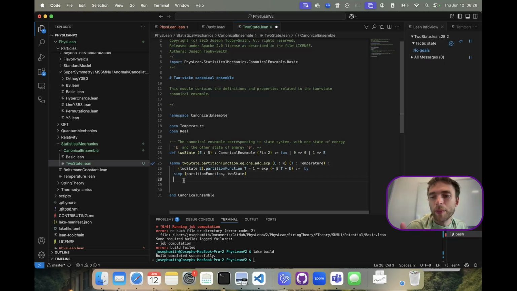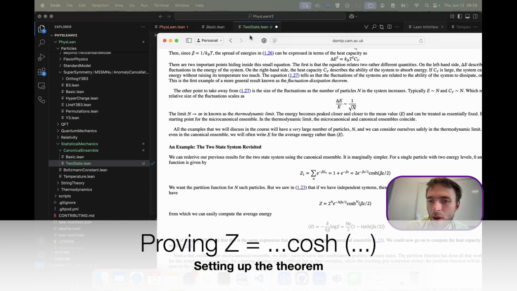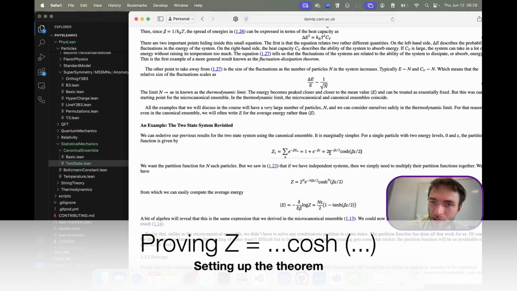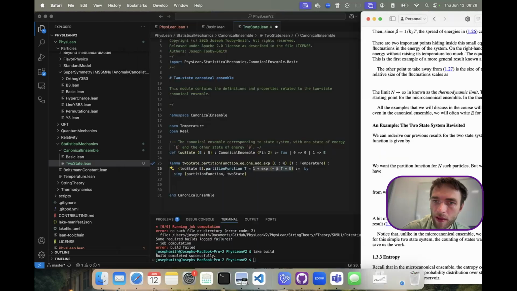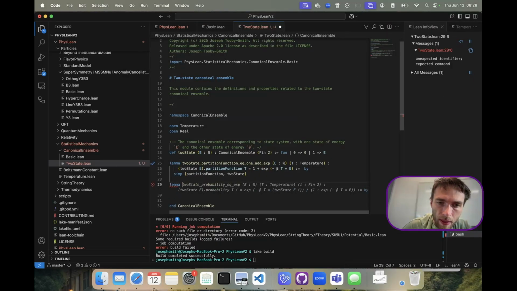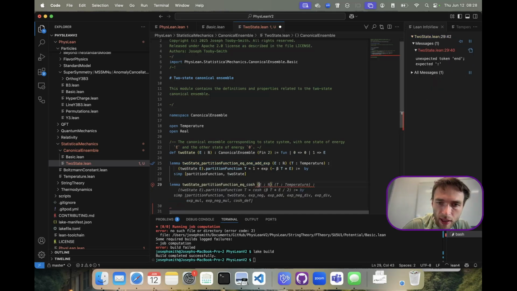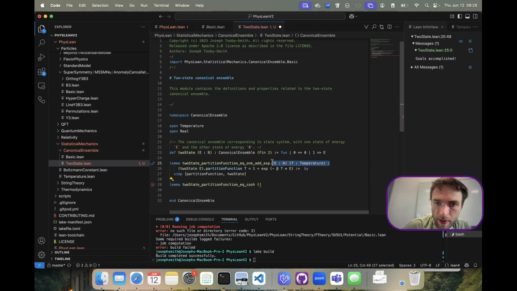Okay, so that's good. We've proved our first thing about the two-state system for a canonical ensemble. We've shown that its partition function is equal to 1 plus its exponential. But this isn't what I started to do with this partition function. What I wanted to do was show that it's equal to this cosh thing here. So let me try and prove that now. Okay, so let me create a new lemma, which is going to be two-state partition function equal cosh. And we're going to take the same inputs.